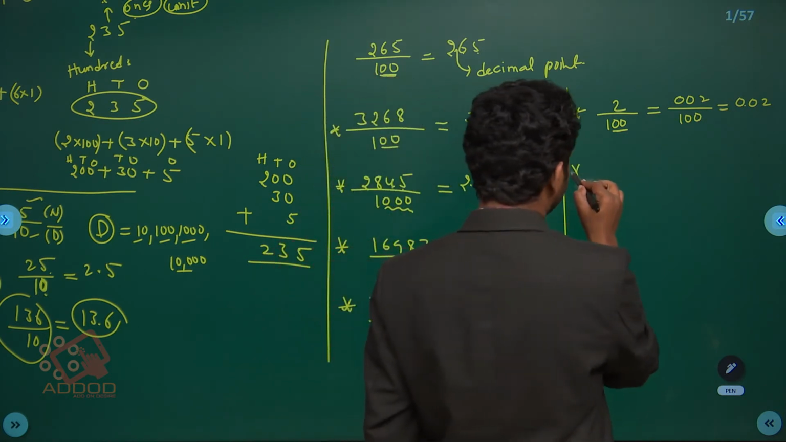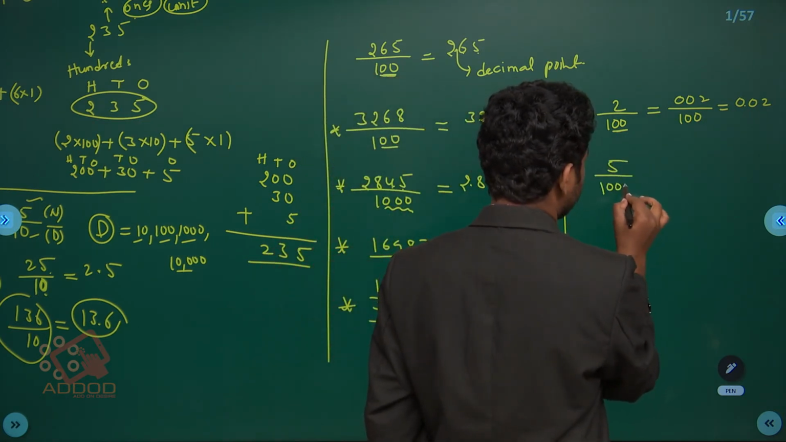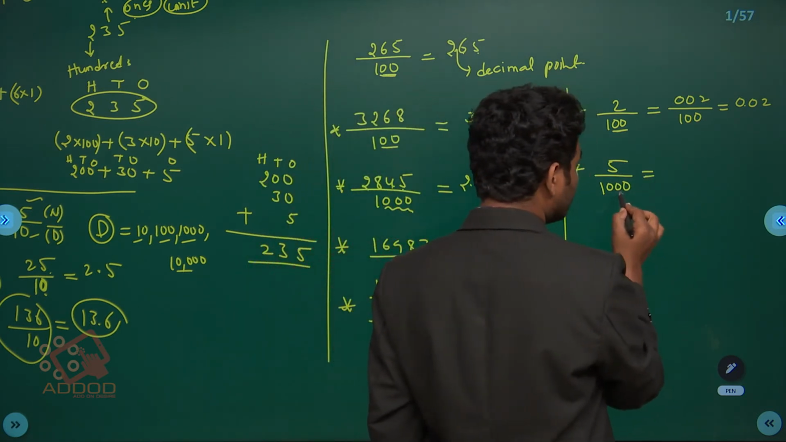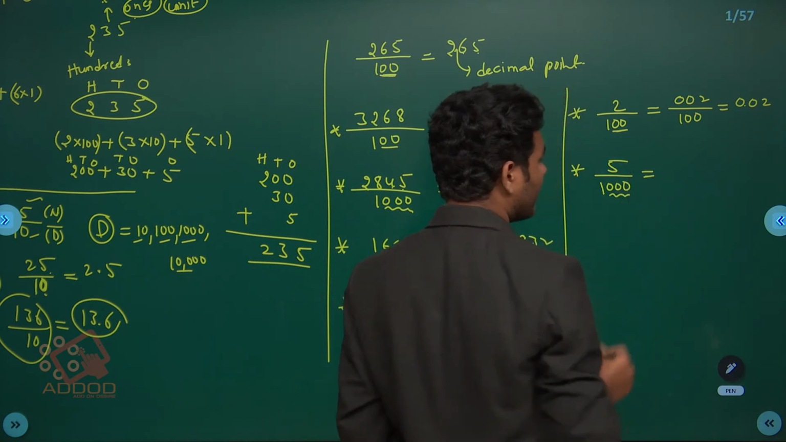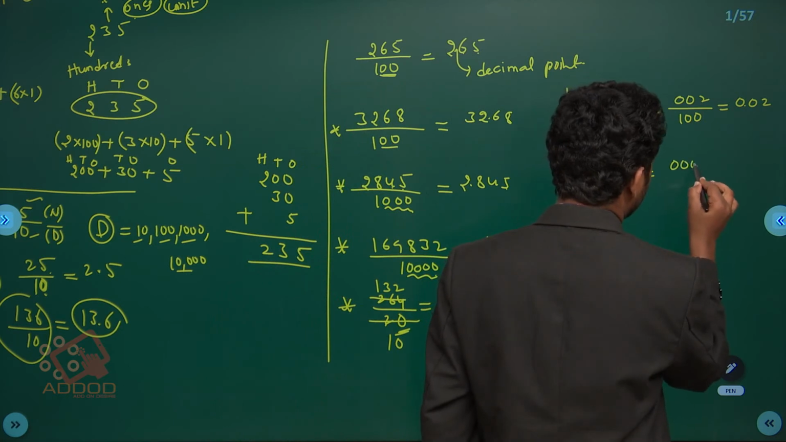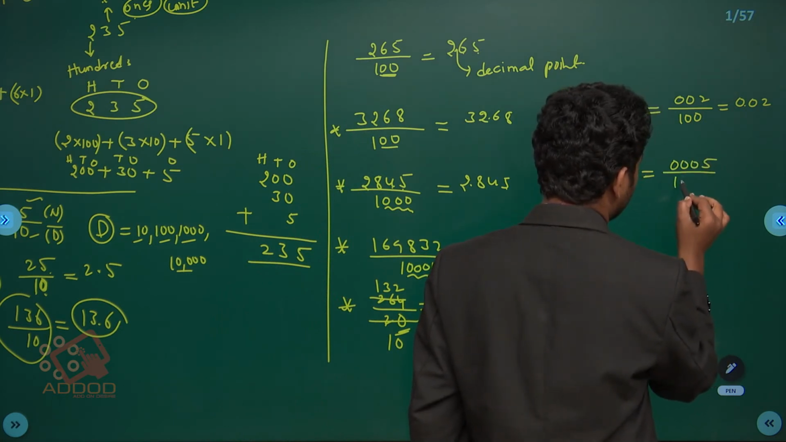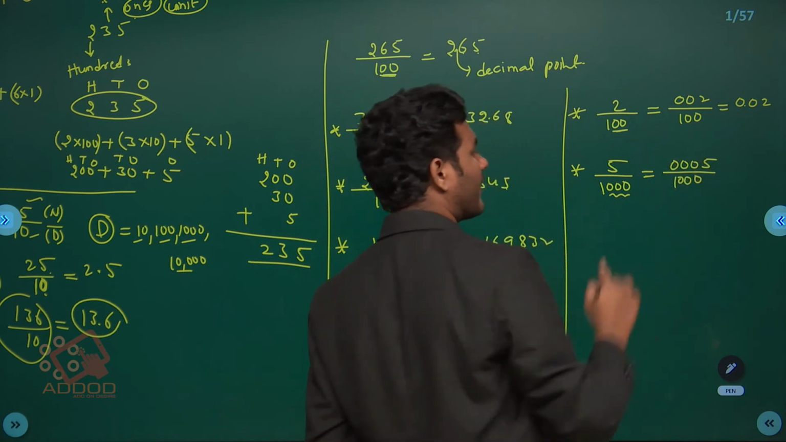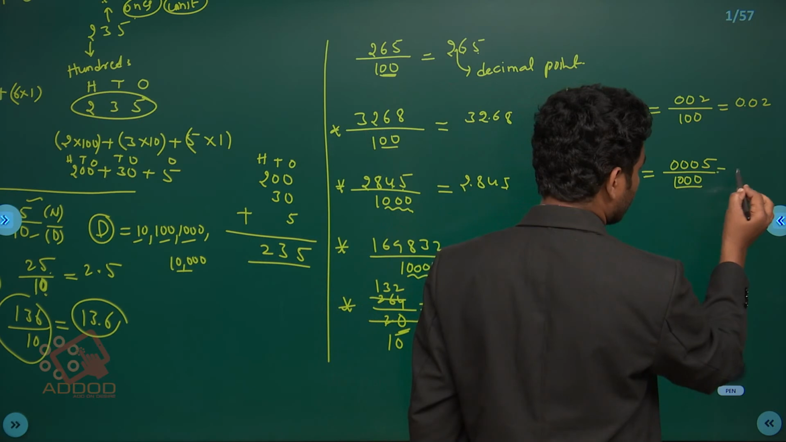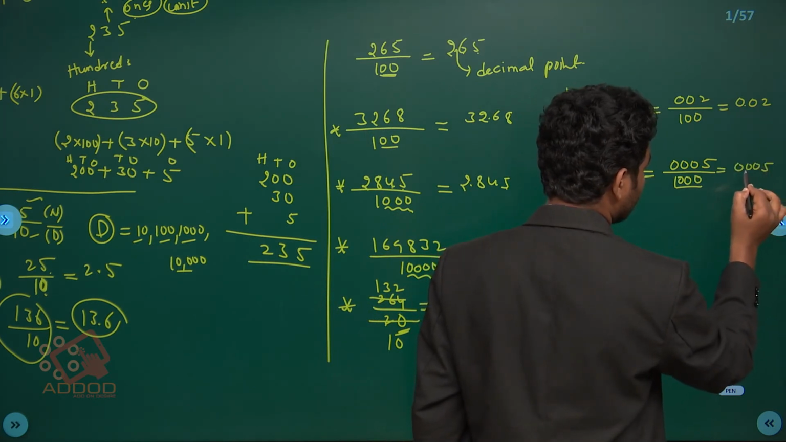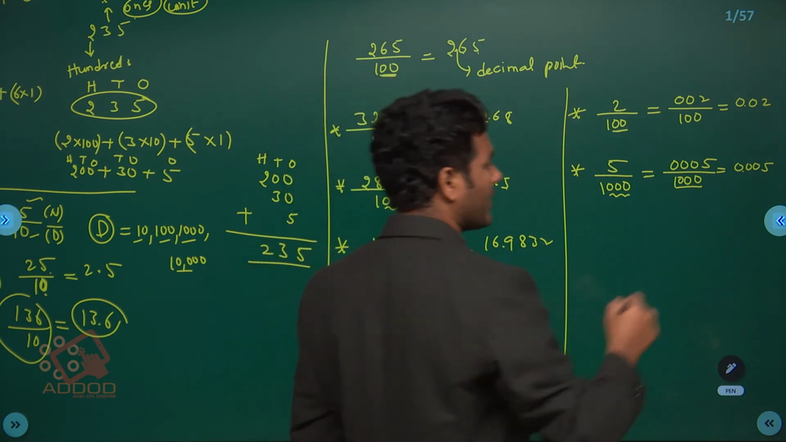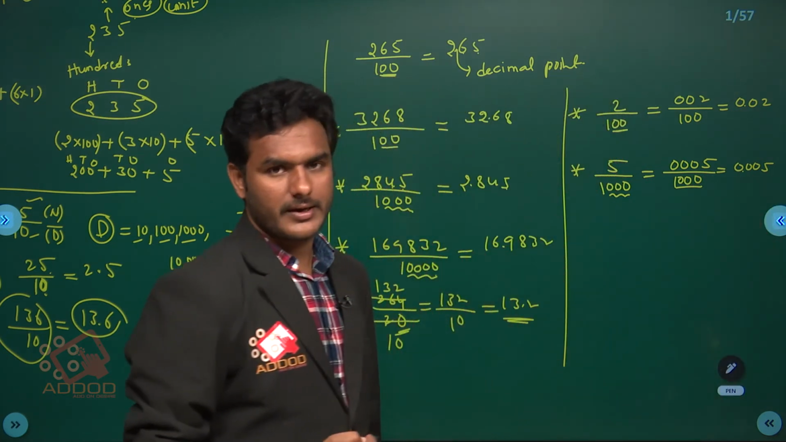Now for example, 5 by 1000. 5 by 1000 means how many digits before we have to keep the point? 3 digits before we have to keep the point. But here how many values are there? Only one single digit is there. So I am taking 0005 like that, by 1000. So this value is 5 only. 3 digits before, so 1 2 3. Here 0005, so 1 2 3. If you keep the point 3 digits before, then the answer is 0.005. Like that we have to write.